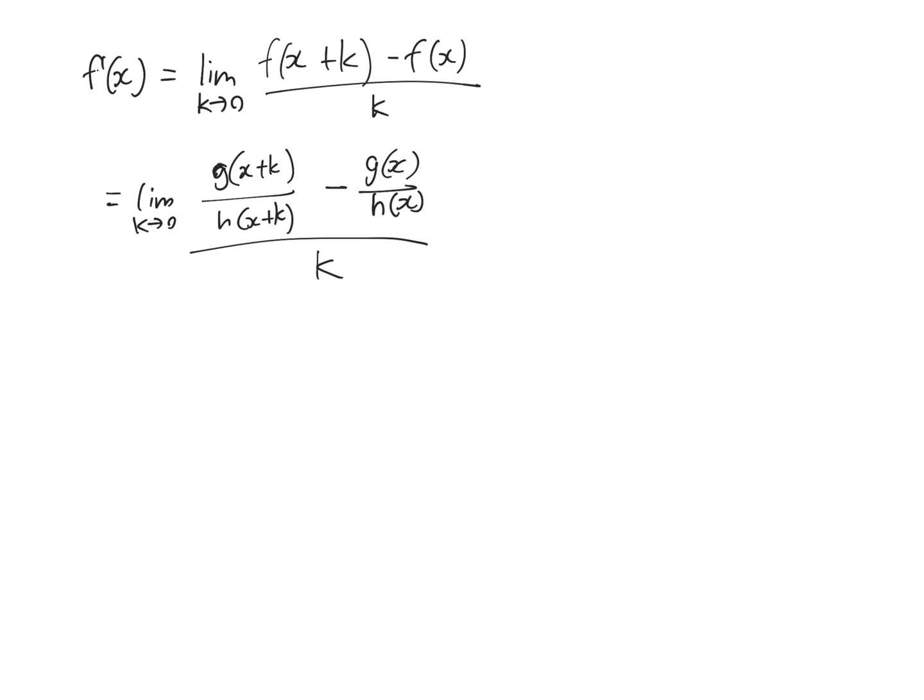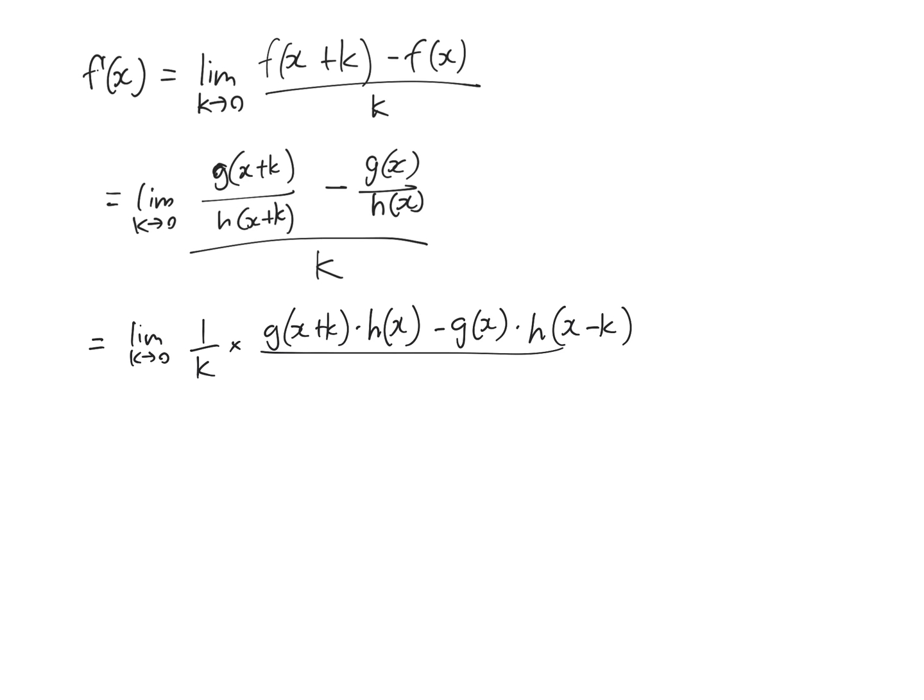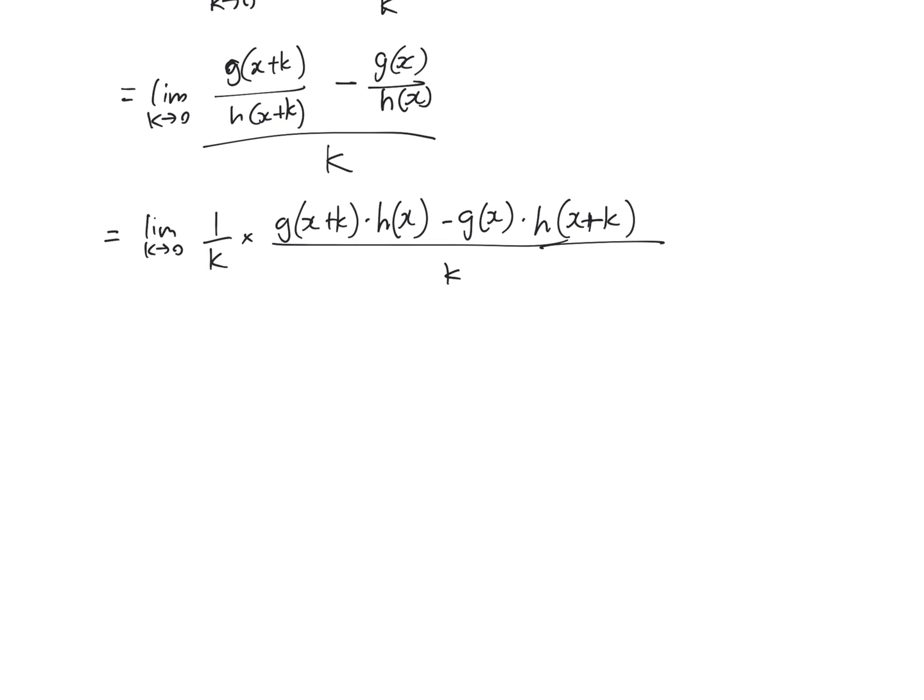Already starting to look very ugly. However, there's an interesting thing, see if we can notice. So if we do cross multiply-ish thing here, we have limit of k approaching 0 of 1 over k multiplied by g of x plus k times h of x minus g of x times h of x plus k, over h of x plus k times h of x. Sorry, this is not a k at the bottom. Got to get some sleep, too many mistakes going on.